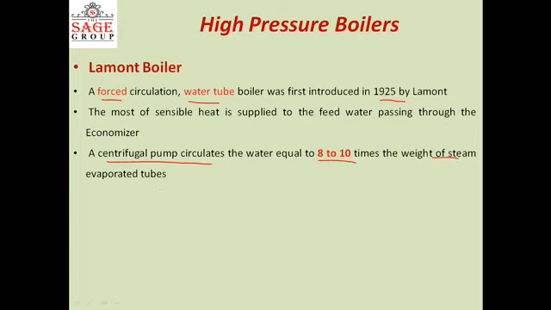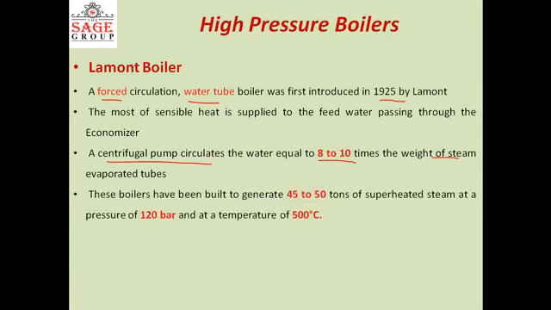So this centrifugal pump circulates 8 to 10 times the weight of the water in comparison to the rate of the evaporated tubes. These boilers have been built to generate 45 to 50 tons of superheated steam at a pressure of 120 bar, and at a temperature of 500 degree centigrade.